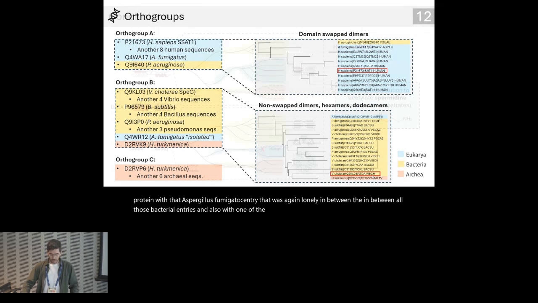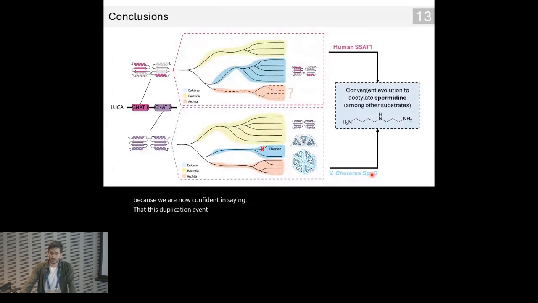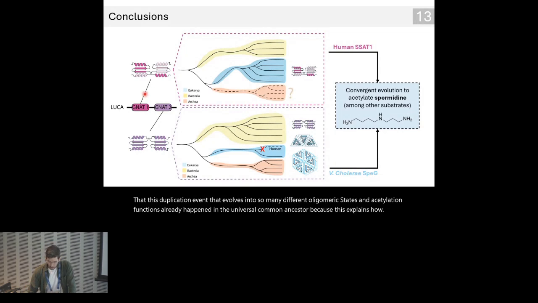And I think this is quite fascinating, because we are now confident in saying that this duplication event that evolves into so many different oligomeric states and acetylation functions already happened in the last universal common ancestor, because this explains how we had one copy, probably already with the capability of domain swapping, that has been preserved in bacteria, in eukarya, where we see it is particularly prevalent, especially in Homo sapiens.